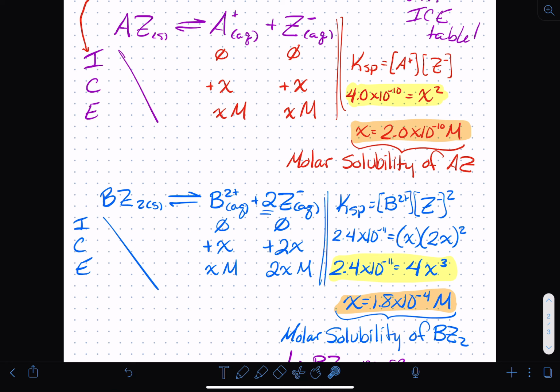If you have a situation where the two expressions are the same in terms of x, then you can compare KSPs, because if KSP is larger, x is going to be larger if KSP is x squared in both cases, for instance. But if you have different expressions, as is the case here, then you have to actually calculate out the value of the solubility.